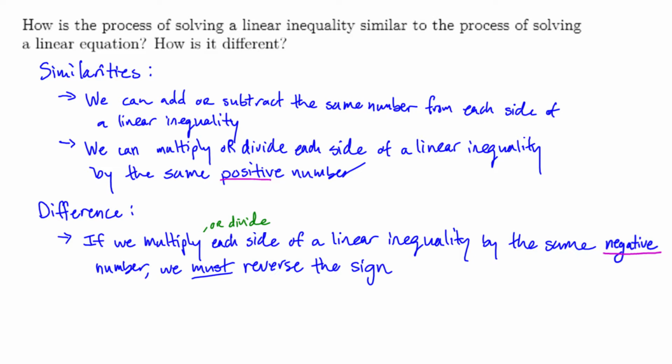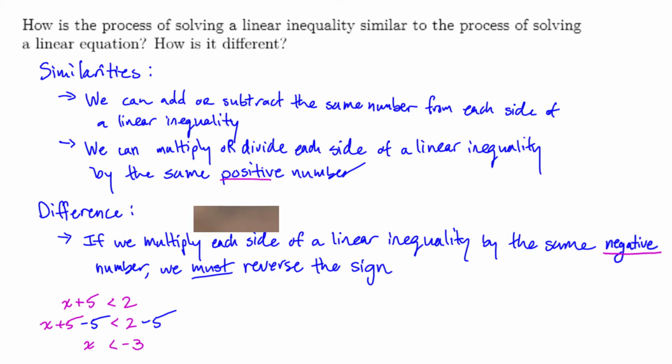So let's look at one quick example here. Let's look at adding or subtracting first. If we had something simple like x plus 5 less than 2, to get x on its own, I'd subtract 5 from each side. So I'd have x plus 5, I'd subtract 5, and that'll be less than 2 minus 5. That will simplify down to just x less than negative 3. So an equivalent inequality there.